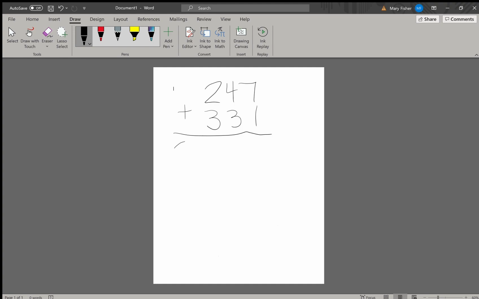So I'm going to say 200, because there are two hundreds, plus 40, because there are four tens, plus 7, because there are seven ones. And I see that this is an addition problem. So I'm going to add my addition sign down here. And now I'm going to put the expanded form of my 331.